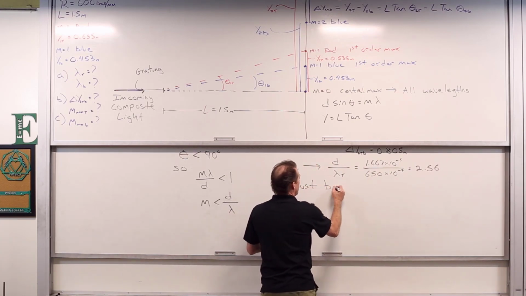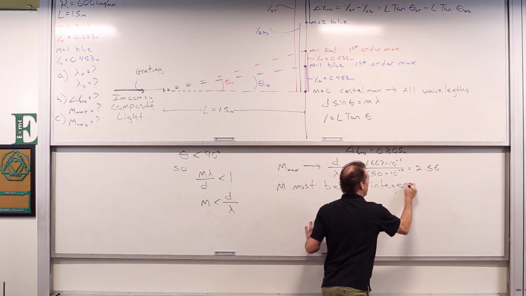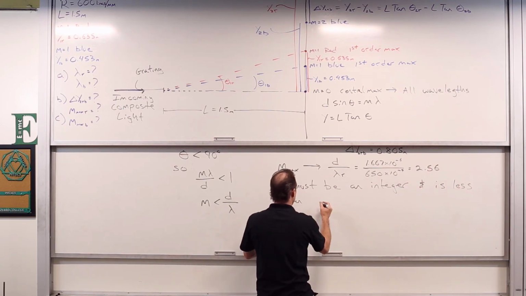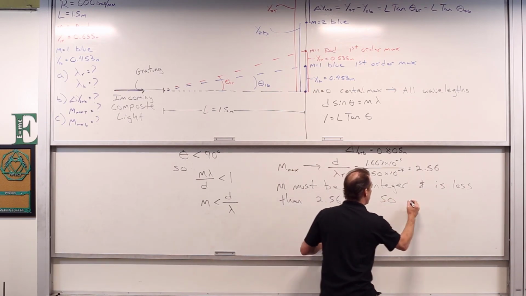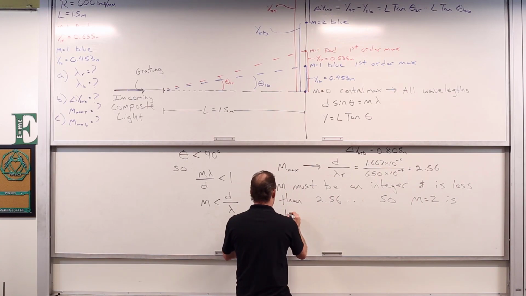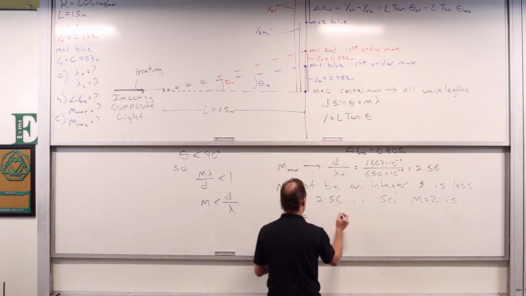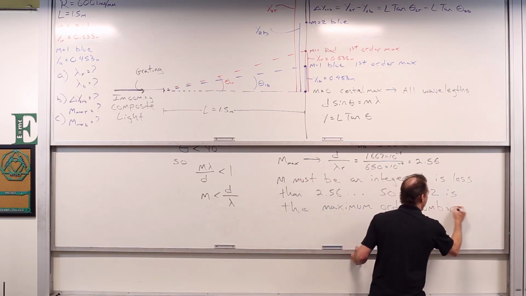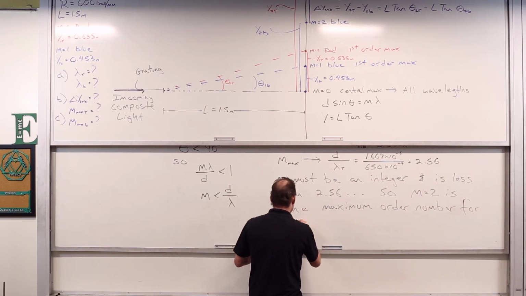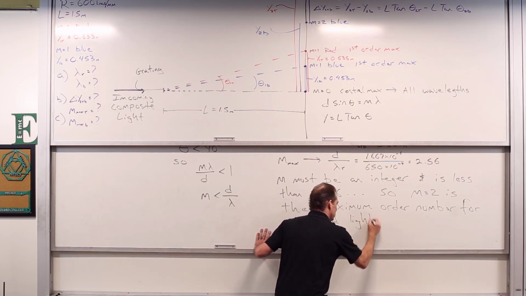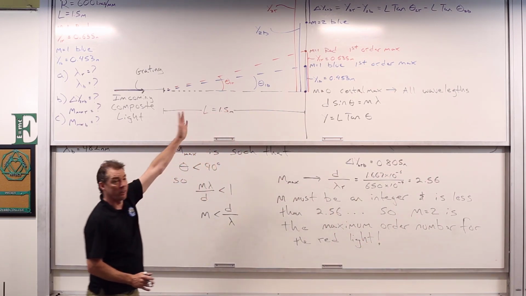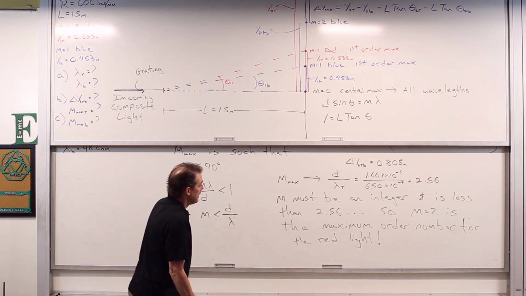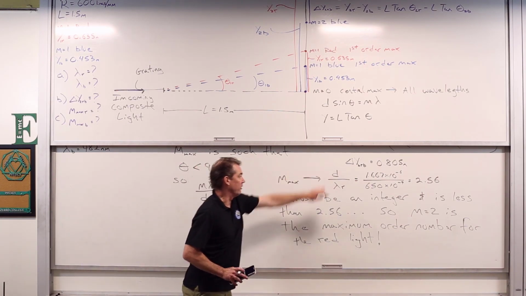M must be an integer and is less than 2.56. So M equals 2 is the maximum order number for the red light. So that's as many orders as we see for the red light. There is no M equals 3 because it can't exist for this particular diffraction grating. A lot of it hinges upon this.